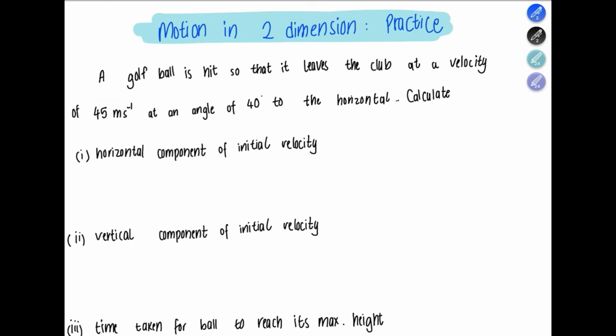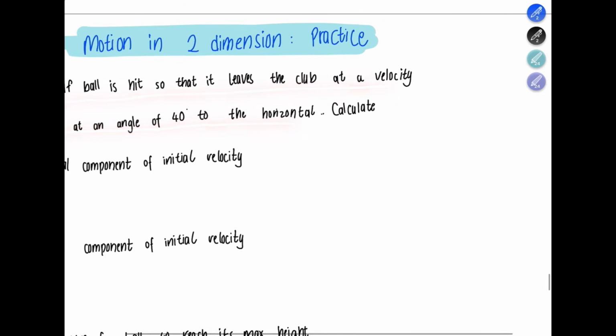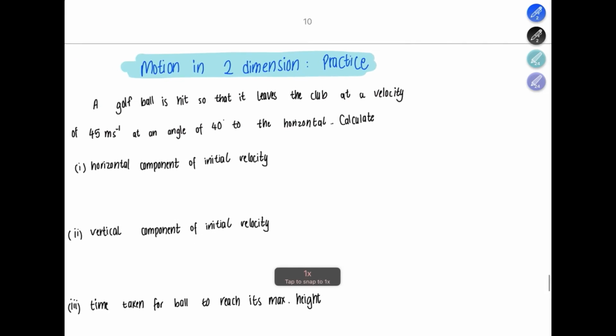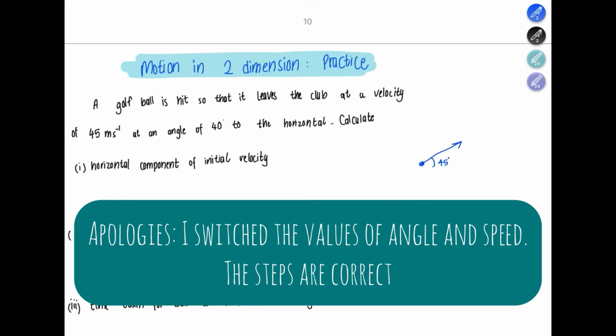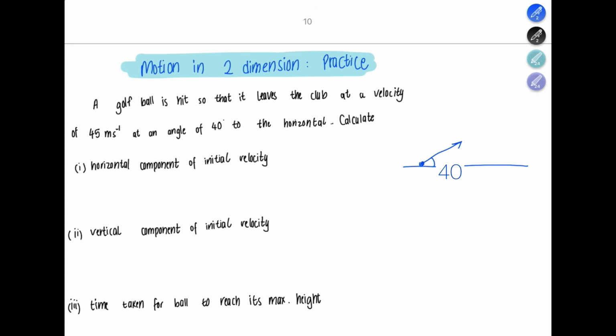Okay, so the question says a golf ball is hit so that it leaves the club at a velocity of 45 meters per second at an angle of 40 to the horizontal. Okay, before moving on, let's draw what's going on. Okay, so you have this ball. This ball is shot at 45 degrees to the horizontal, right? This is the earth. And then you're supposed to calculate the horizontal component of initial velocity.